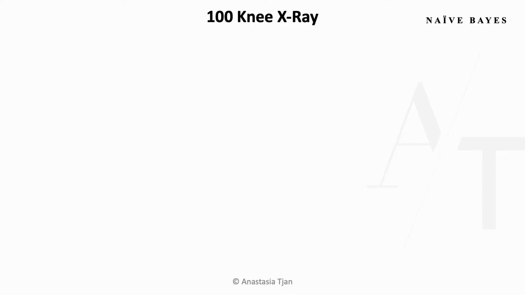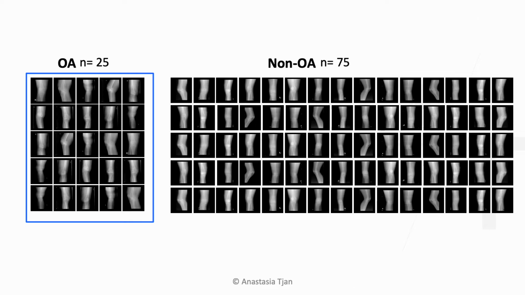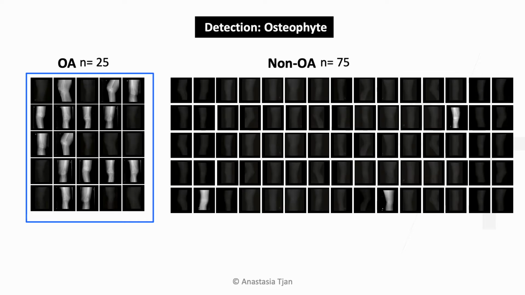Next, naive Bayes. For example, there are 100 images of knee X-rays which have been labeled with osteophyte and joint space narrowing features. From all 100 images, we split them into two categories, osteoarthritis as many as 25 images and the other 75 images. The computer was then asked to detect osteophyte features among both groups, and it found 15 images with osteophyte in the OA group and 3 images in the non-OA group, which makes the probability of osteophyte detection belonging to the OA group 60%.